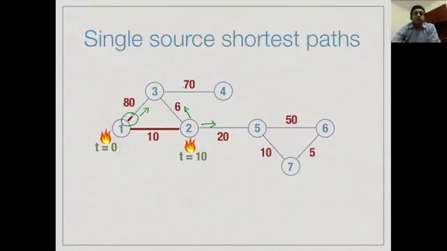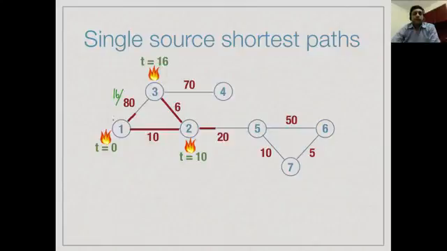Now we can see that after 6 units of time, vertex 3 will burn. Right? So t equal to 16, vertex 3 has burned. The fire from 1 to 3 has traveled 16 by 80 of its distance, and the fire from 2 to 5 has traveled 6 by 20 of the distance. Right? Now having burnt 3, a new fire will continue in this direction. This old fire from 1 to 3 continues as before, and of course the fire from 2 to 5 continues as before.